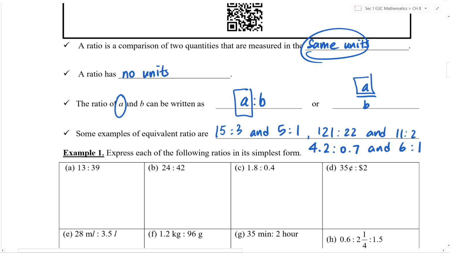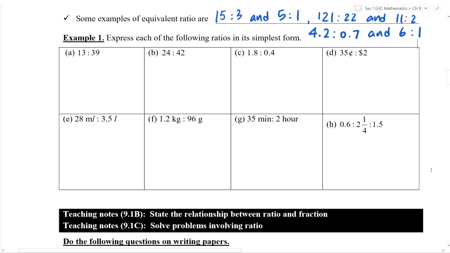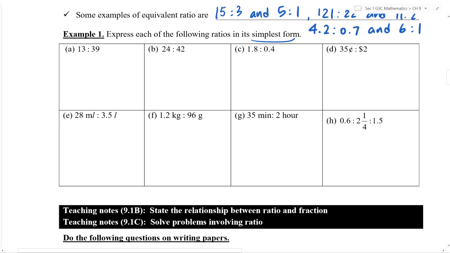Now, when we want to have our final answer as a ratio, it has to be in the simplest form. In other words, on both sides of the colon sign, they should be integers. We should not have fractions, we should not have decimals. In addition, they should be written in the simplest form.